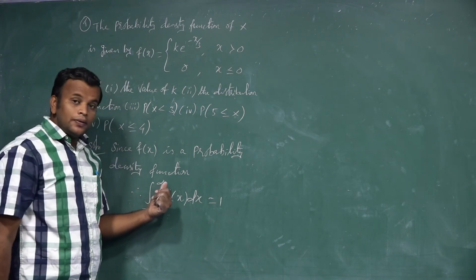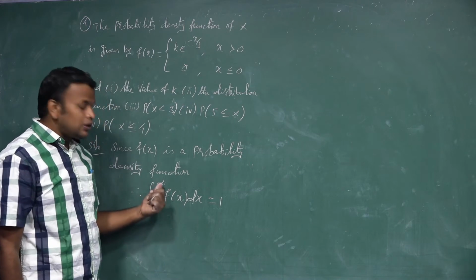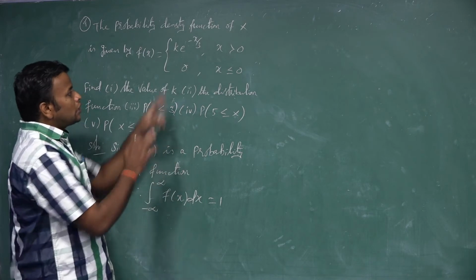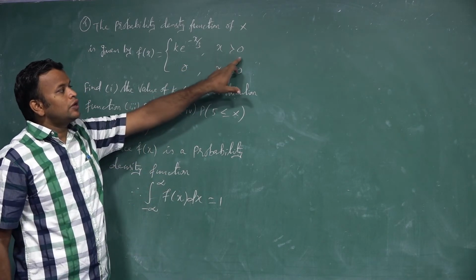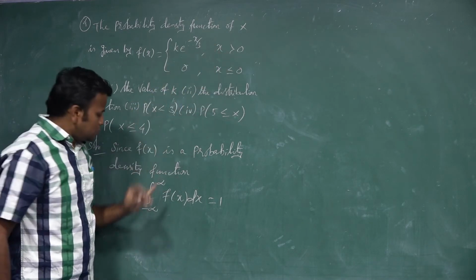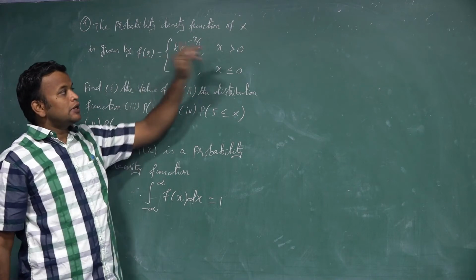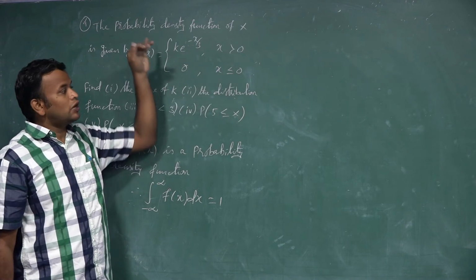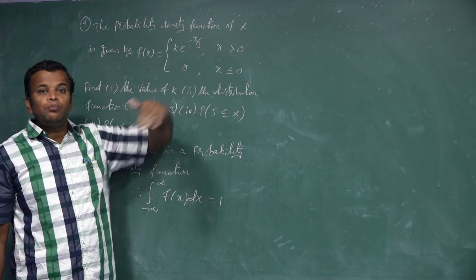This is a formula, but the lower limit and upper limit change depending upon our given problem. You see here f of x is possible only when the value of x is greater than 0. We already said that for a continuous random variable, greater than is also equal to greater than or equal to. So f of x is possible only when x is 0 or some positive value.